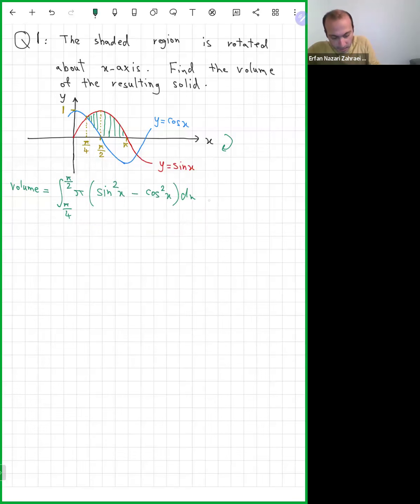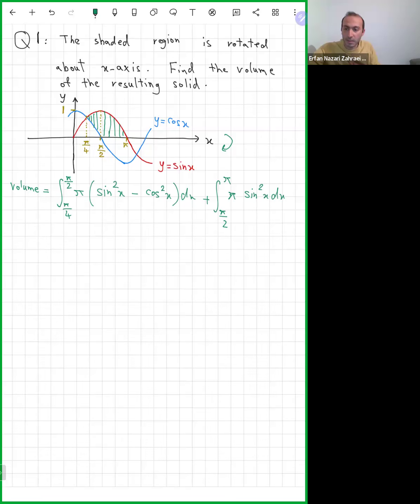The second integral that I need is from here up to here, which is from pi over 2 to pi. Now if I do one cross section and rotate about the x-axis, I get a disk rather than a washer. So I have just pi times the radius of this disk, which is the height of the red function, so sine squared. This is the setup of the integral.